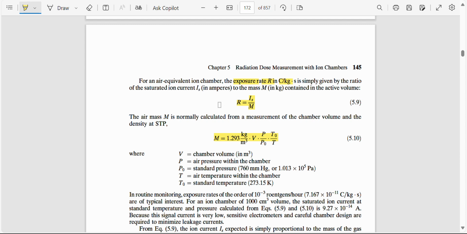So to find the radiation exposure you need Is divided by M. Is, which is the saturation ionization current, divided by M, and M can be written as 1.293 kg per meter cube times volume V times P divided by P naught and T naught divided by T.